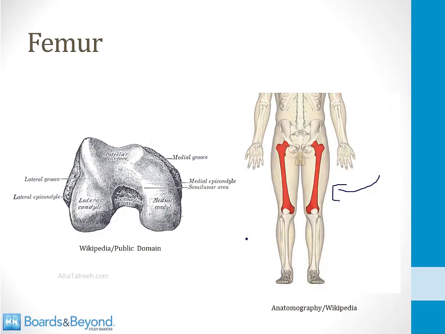And what you need to be aware of is that where the femur meets the knee joint here, there are two bumps called condyles. One is medial, it's called the medial condyle. The other one is lateral, it's called the lateral condyle. And those will be important when we talk about the attachments of some of the ligaments in the knee.